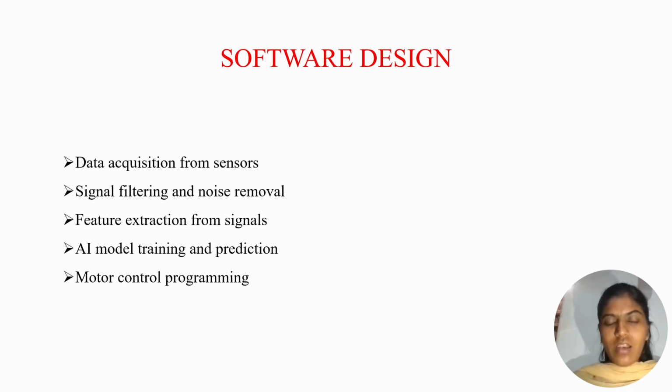Then the software design. This prosthetic limb includes both hardware and software design. Previously we saw the hardware design, and now we are looking at the software design. What does the software design include? Data acquisition from the sensors, signal filtering and noise removal.